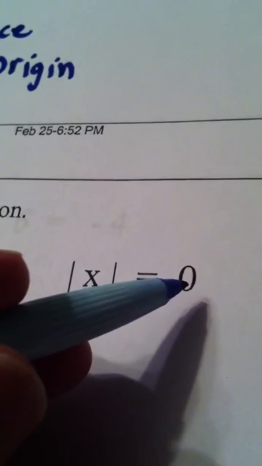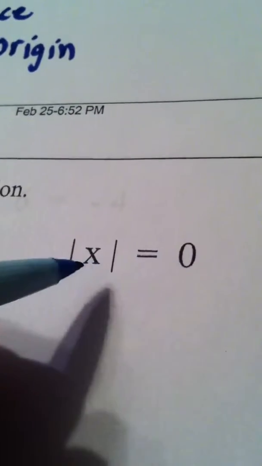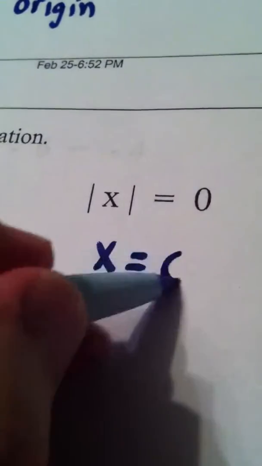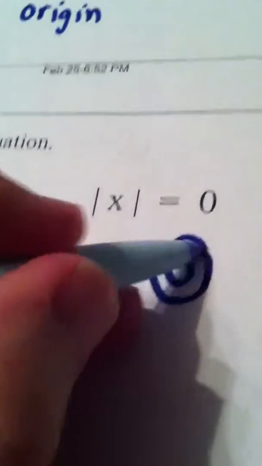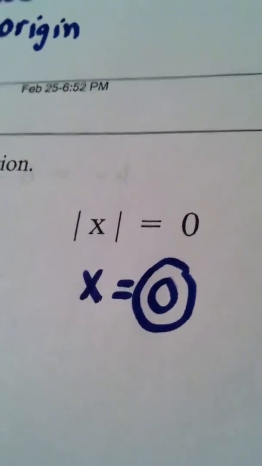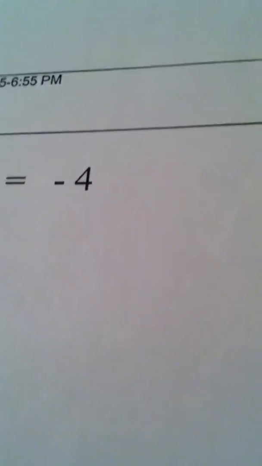Okay, absolute value of x equals 0. When is distance equal to 0? Well, the only time distance is equal to 0 is when you're standing on the origin. So that means x has to be 0 in this case. So there's one answer to this equation. Okay. How about the next one?